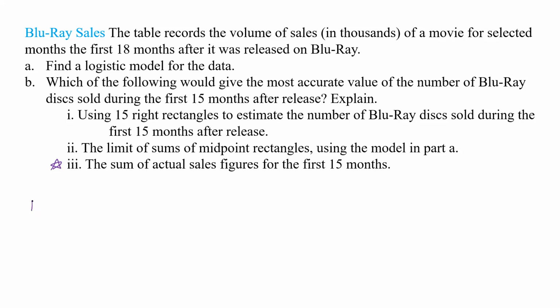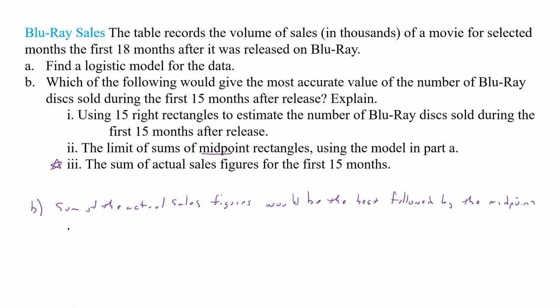So for part B, the sum of the actual sales figures would be the best, followed by, where'd my W go? All my W and every E erased. Followed by, and then I would say our midpoint would be next. Then the right rectangles. That would be the order I would say we would actually do these in, and it would give us the most accurate values if we actually had to do these.